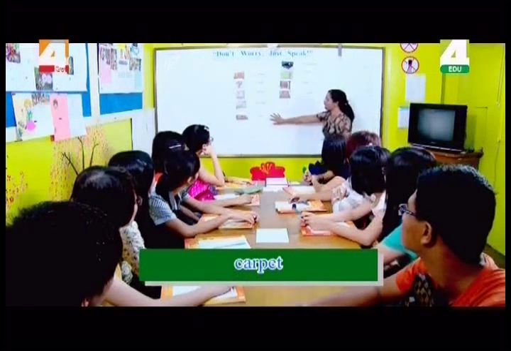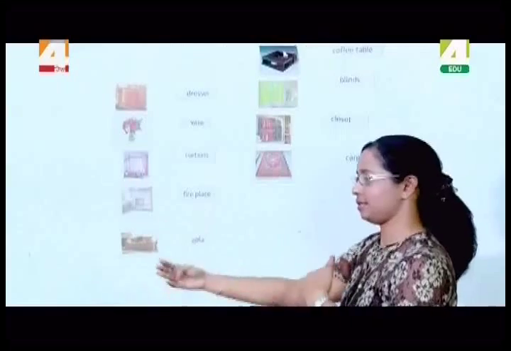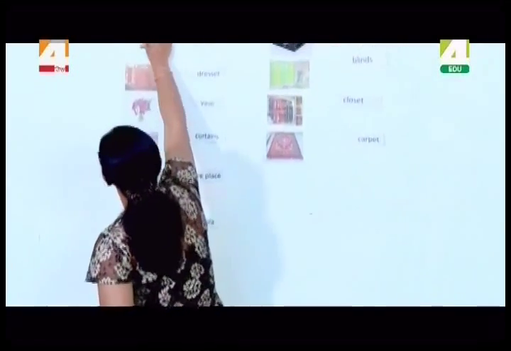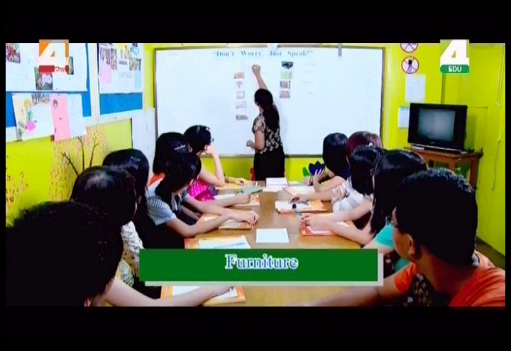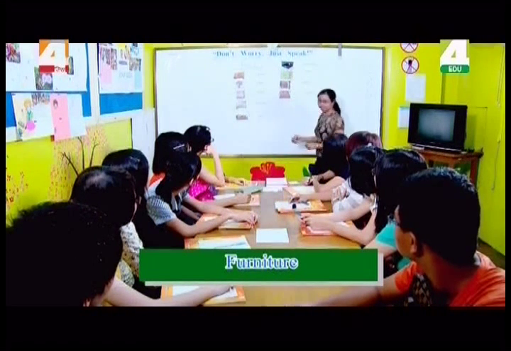Okay. So these are, how do we call them? The things that we can put in our living room or bedroom or dining room, what do you think? Furniture. Very good. So these we call furniture.